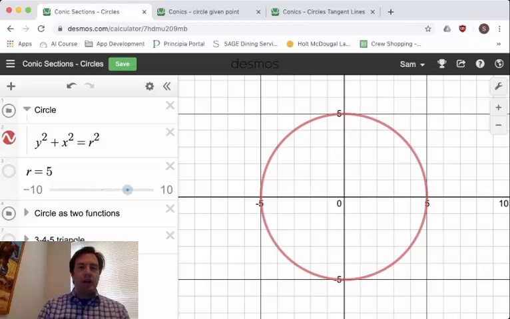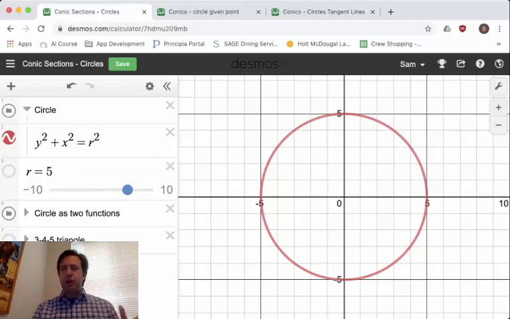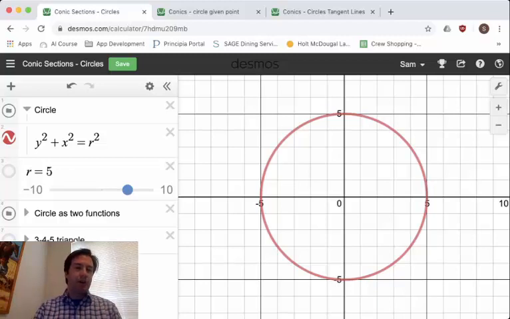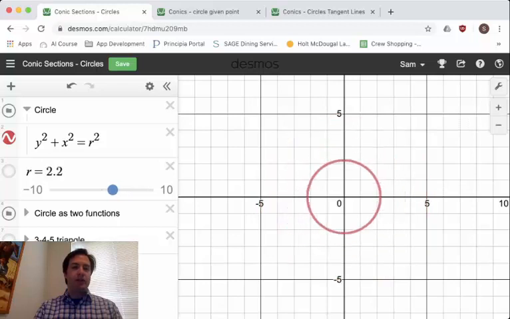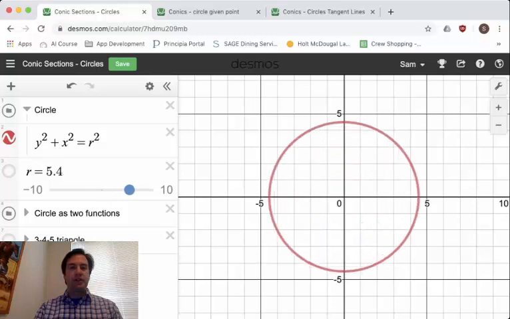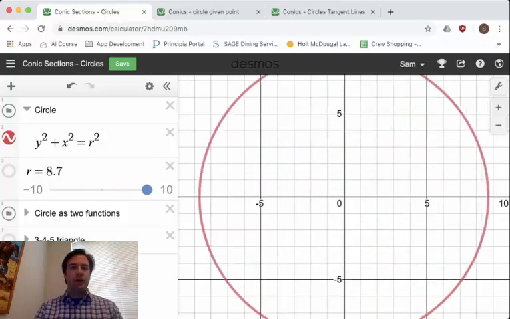Okay. Now, once again, r is our radius. So we could change the size of the circle simply by changing the value of r. As r gets smaller, obviously the circle gets smaller. And as r gets larger, that circle gets larger as well.